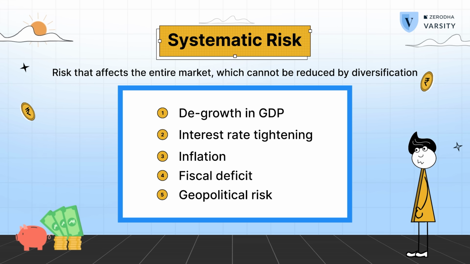The list, as usual, can go on. When these forces turn negative, almost all stocks fall together. Even if you own a perfectly diversified portfolio of 20 high-quality companies, a sharp economic slowdown or a sudden interest rate hike will hurt all of them at the same time. This is why unsystematic risk can be diversified away, but systematic risk cannot.